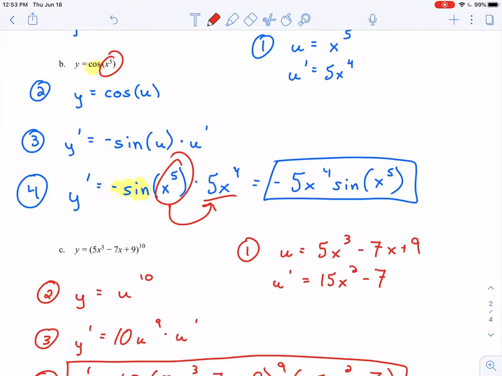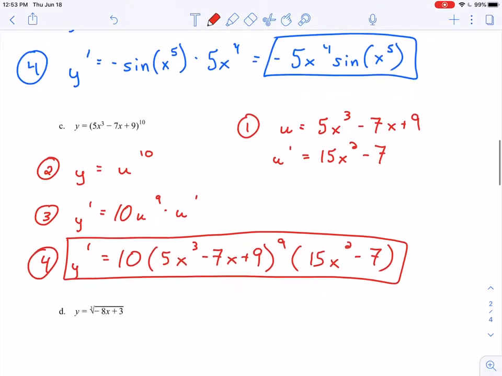Whoops, dropped my stylus here. You can use this idea for just about any chain rule. Look at this one here. I have 5x cubed minus 7x plus 9 inside of u to the 10th. So we take the derivative of u to the 10th. I'm just using the power rule. Multiply by my power, subtract 1 from my power. The inner function stays exactly the same. We just multiply it by the derivative of that inside part, which is how we get 15x squared minus 7.